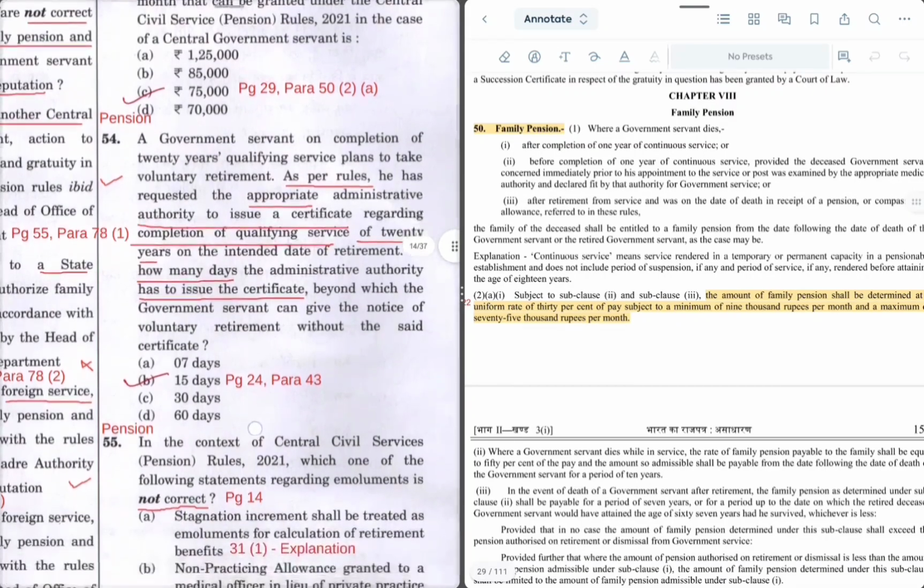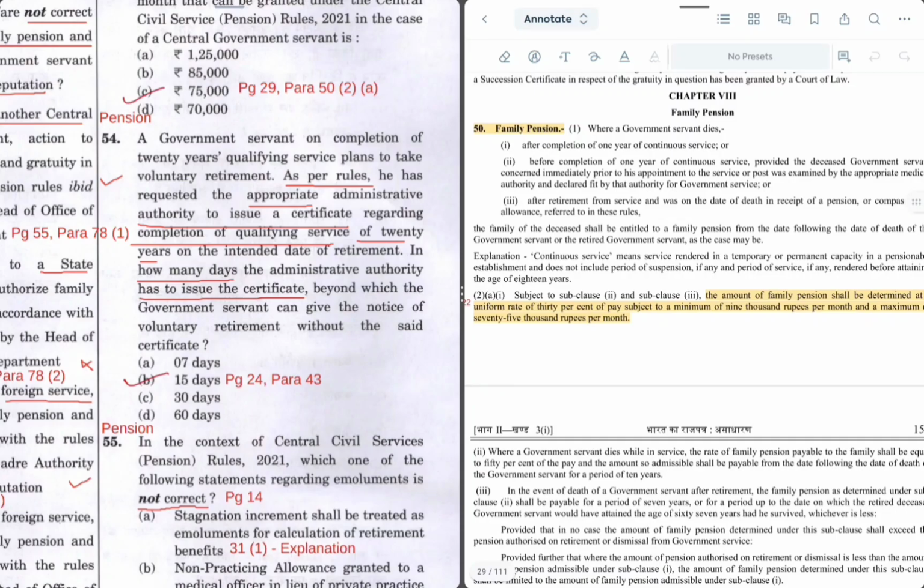So next question 54. A government servant on completion of 20 years of qualifying service plans to take VRS. Now as per rules he requests the appropriate authority to issue a certificate regarding the completion of qualifying service of 20 years on the intended date of retirement. In how many days does the authority have to issue the certificate, beyond which the servant can give the notice of VRS without the certificate? Now to apply for VRS also, a government servant is required to give a certificate that he has completed 20 years of qualifying service and the date of his retirement.